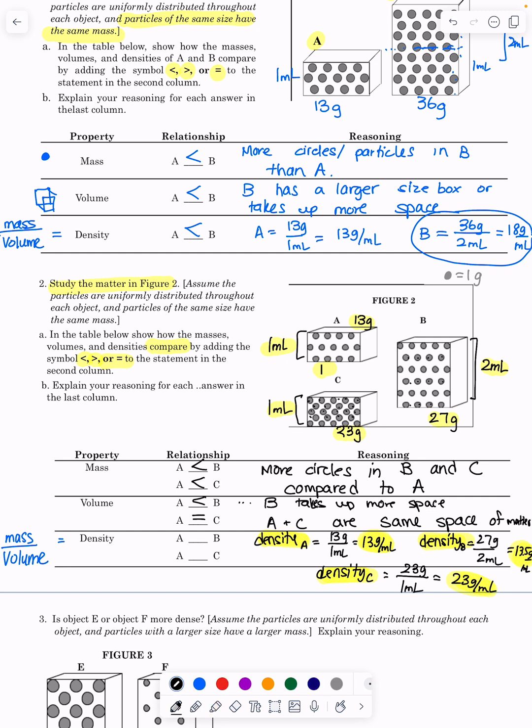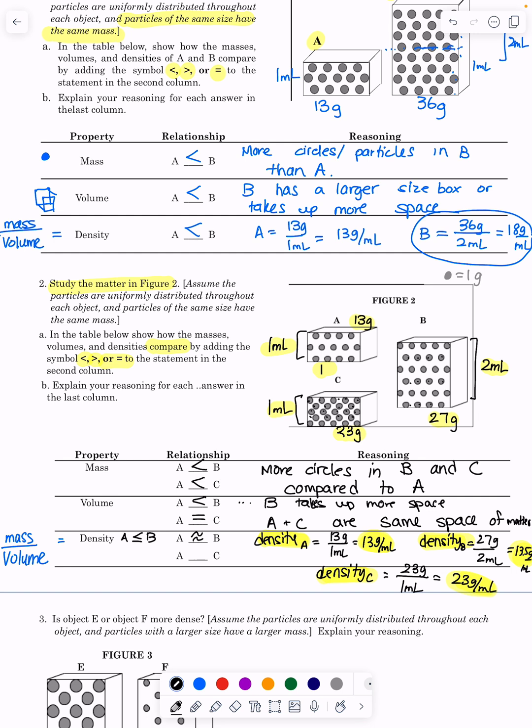So now let's compare A to B. For the density of A to B, it's approximately equal. If you wanted to, you could say that A is less than B slightly. I would accept both, right? They're approximately equal, 13 and 13.5, maybe depending on how I'm counting the circles. I would say maybe 13.5 is a little bit larger. If not, with human error and measurement, it could be about the same.